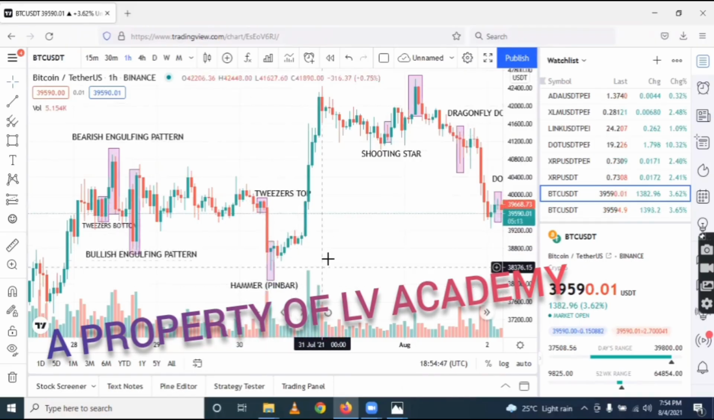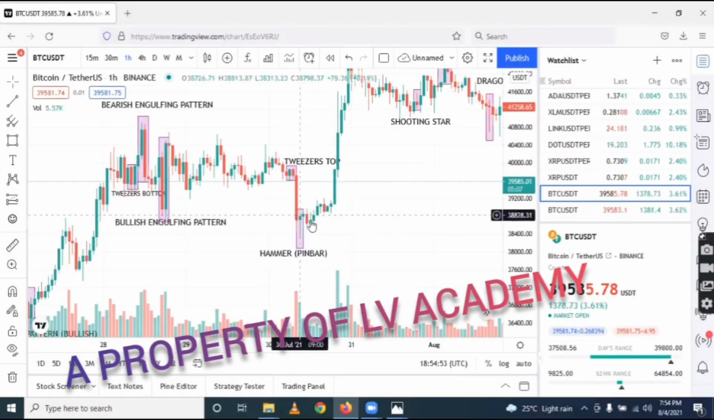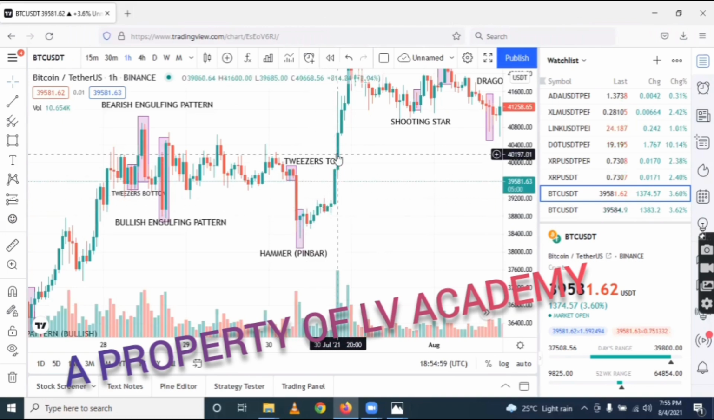So when you see a hammer at the bottom of a downtrend, this is a downtrend now, you see it somewhere here. It is a very strong bullish reversal pattern, showing that the price is going to go back to the other side.